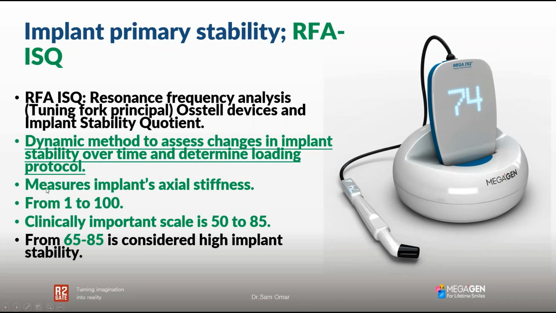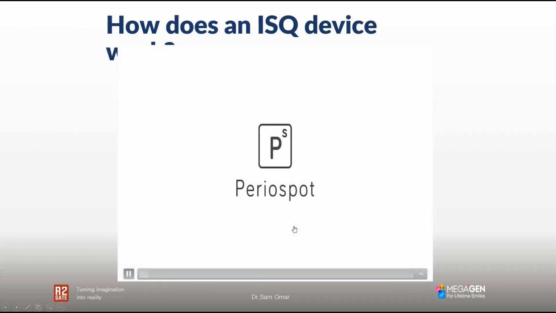You also need to know that the difference between insertion torque and ISQ is that ISQ really measures the implant's axial stiffness. It measures the resistance to lateral forces and not shear rotational forces. ISQ is measured from 1 to 100, and clinically what we get is about 50 to 85. This is usually what we get. And you should know that from 65 to 85 is considered high implant stability. And now I'd like to show you this video.